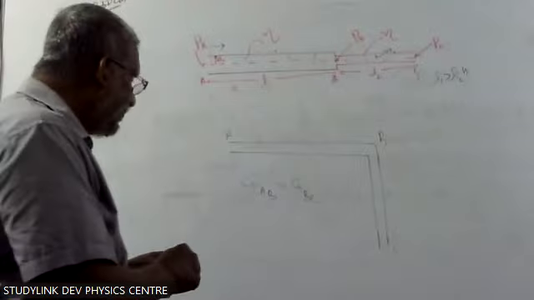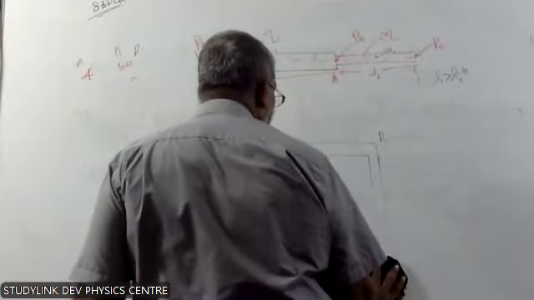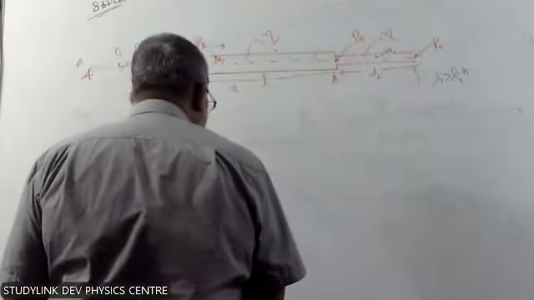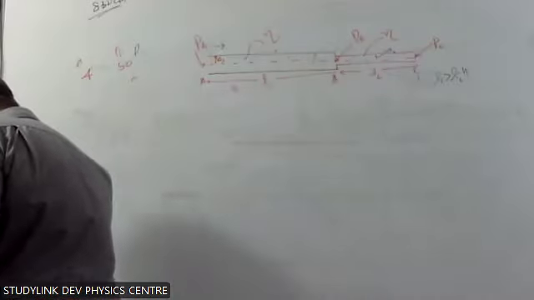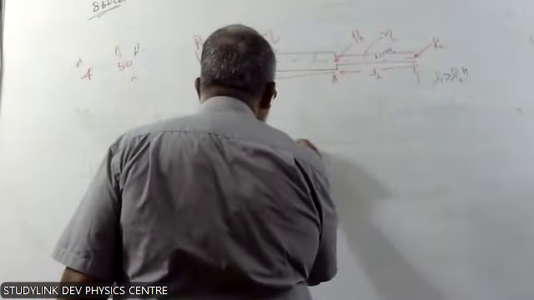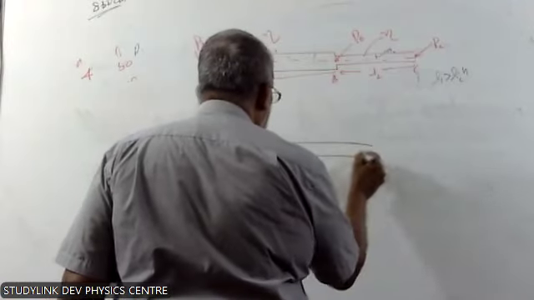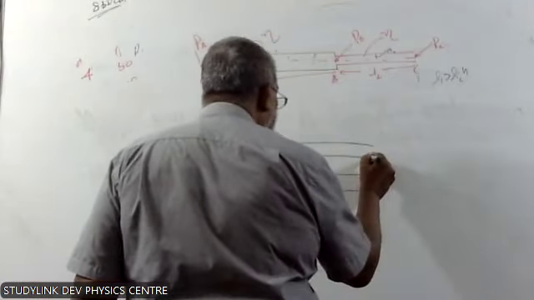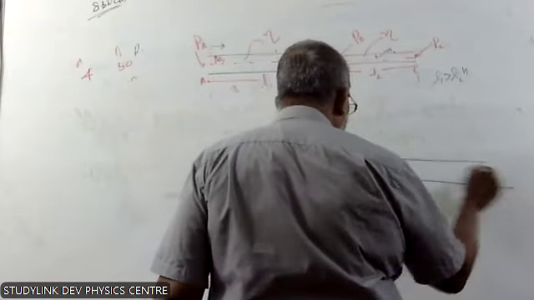Next one. There are situations where several pipes are connected. So we'll say two pipes are connected. Two pipes or three pipes or whatever the value. One pipe, another pipe connected to one bigger pipe like this, or a shorter one.